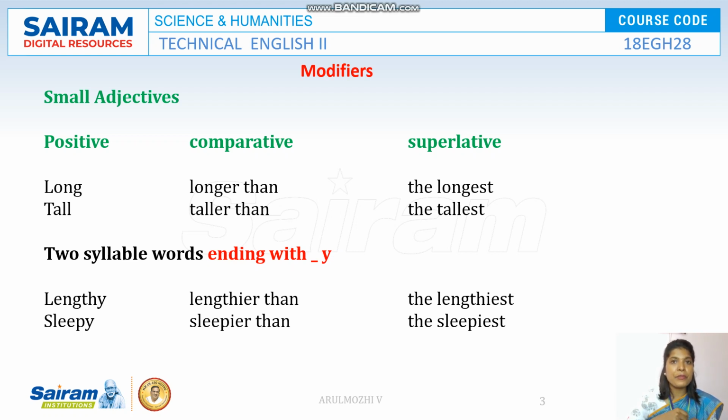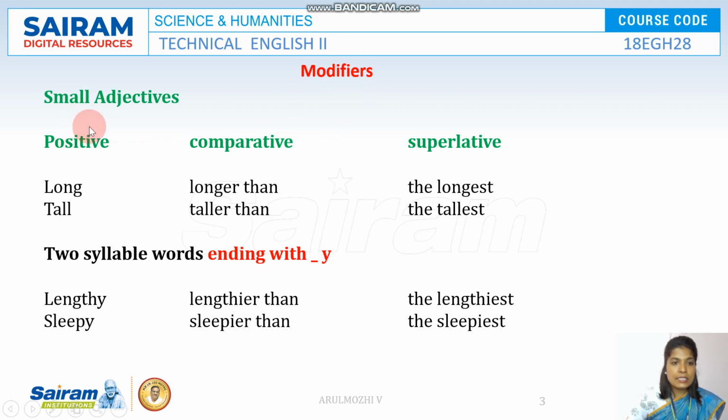Take for example, it is a school. School is simply a noun. But if I say it is a big school, it modifies the meaning of the word school into a big one. So adjectives modify nouns.